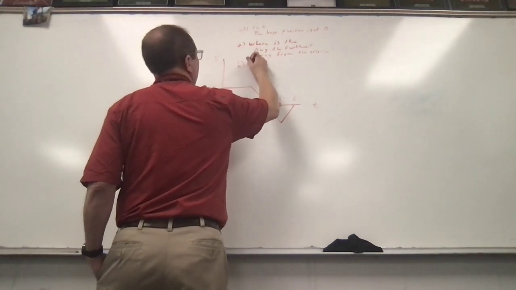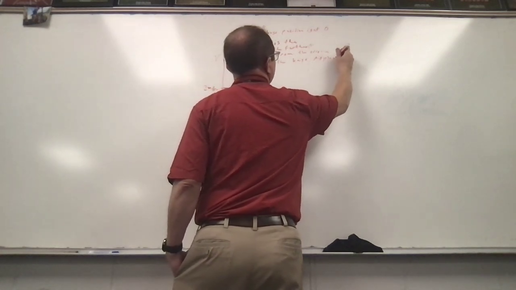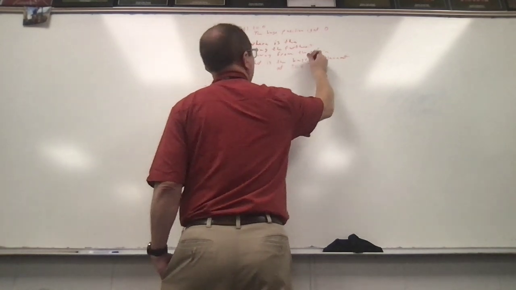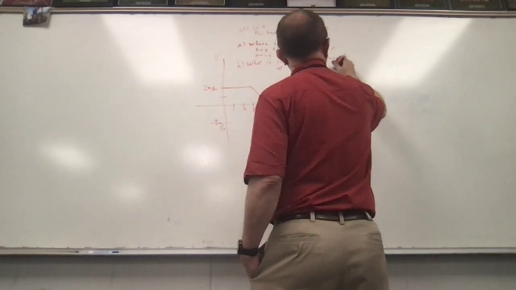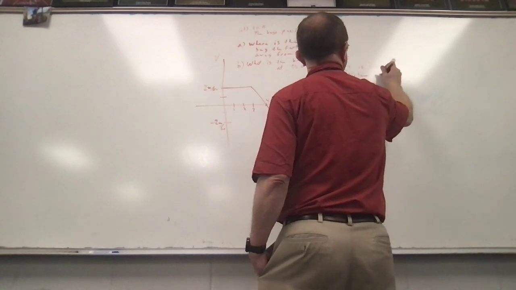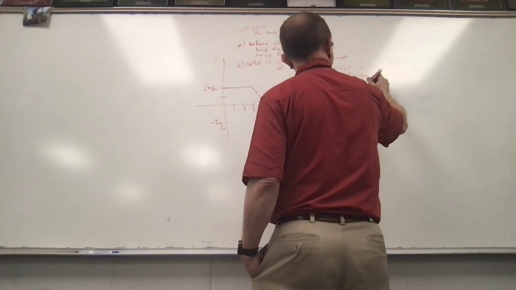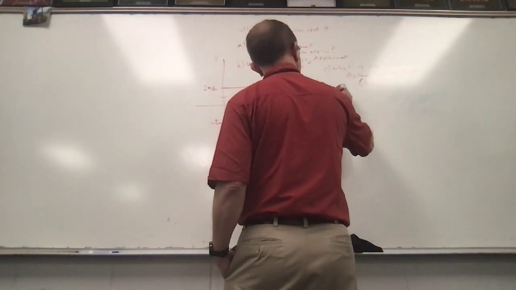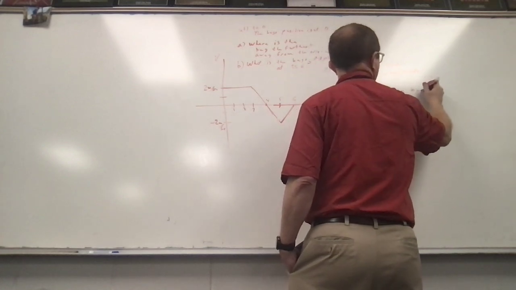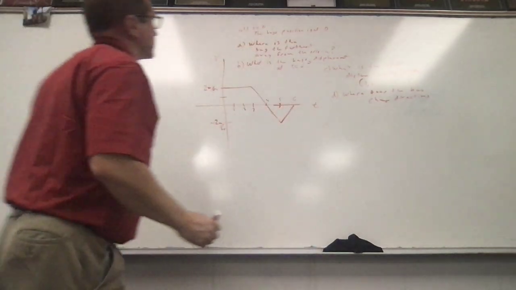B, what is the bug's displacement at t equals 6, and then what is the total distance the bug travels from the interval of 0 to 6, and where does the bug change directions? All right, so we've got those questions to answer.